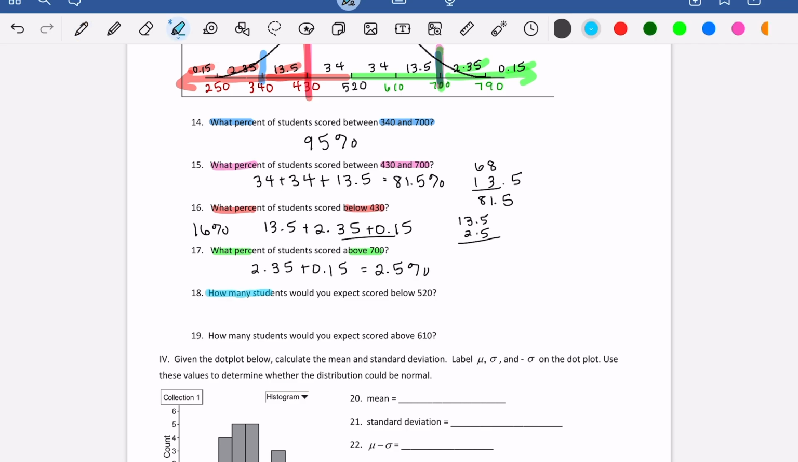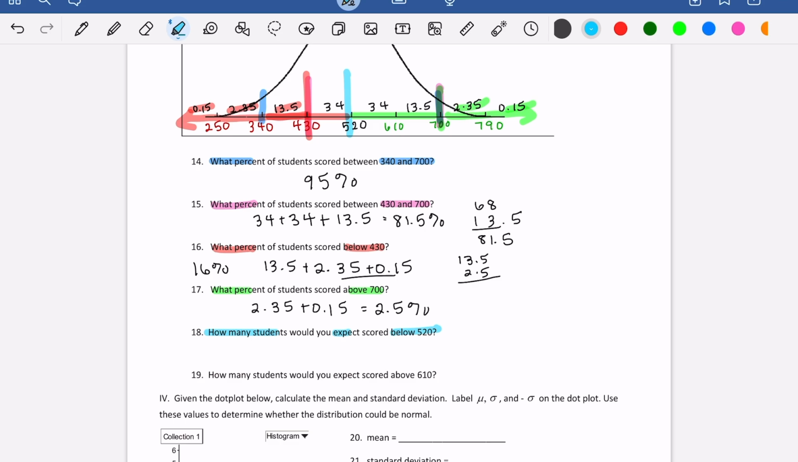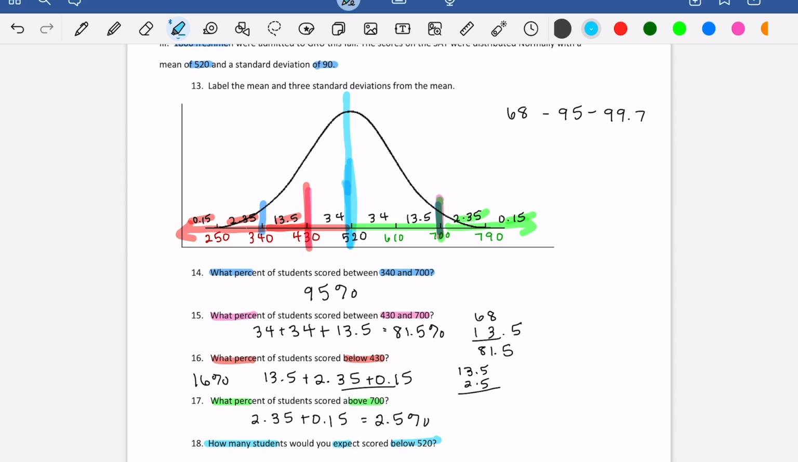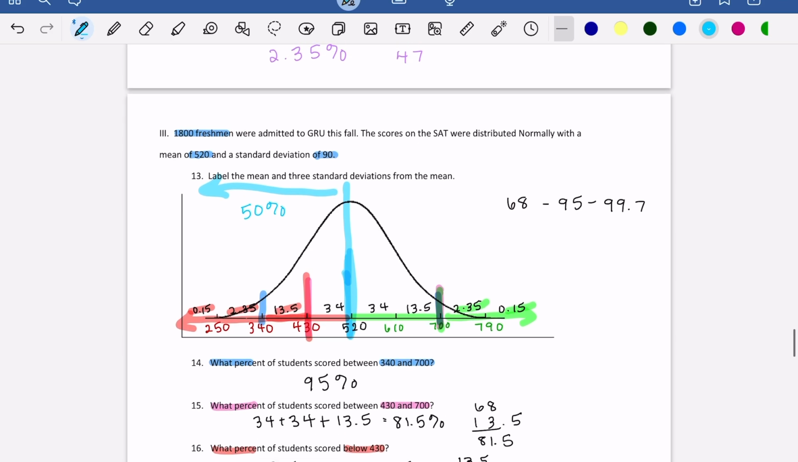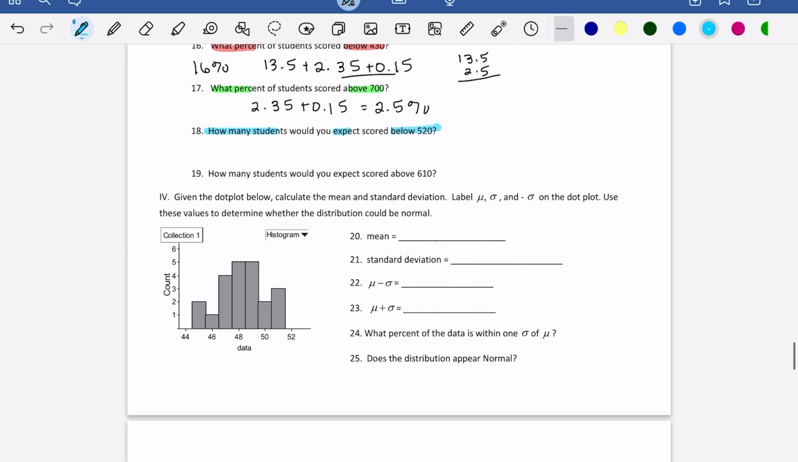How many students would you expect to score below 520? So we go to 520. That is the halfway mark. That is the mean. We would expect that 50% would be below here. So half of our students are going to score below that 520. So we would expect 50% of that 1,800, or about 900 students, would score below that 520.